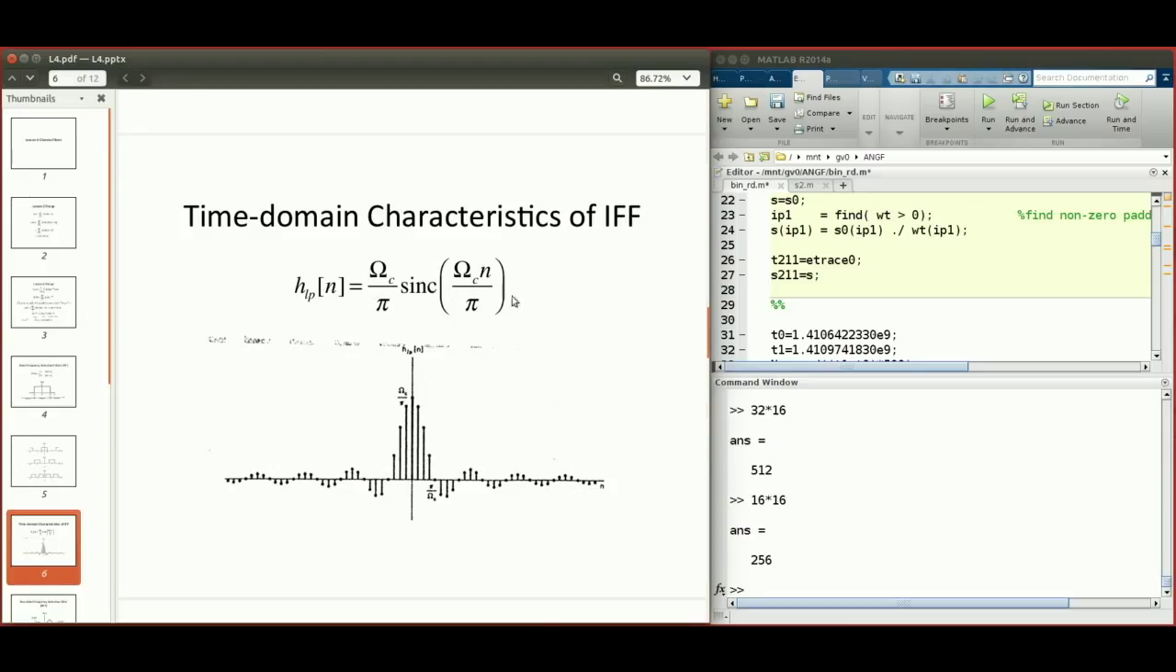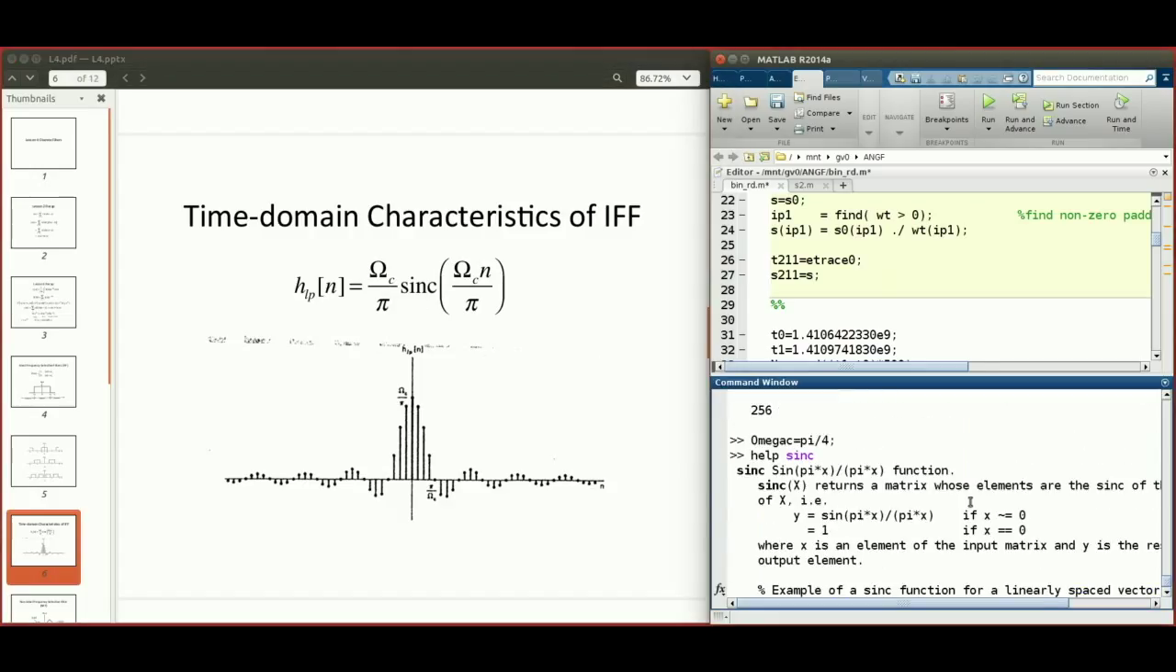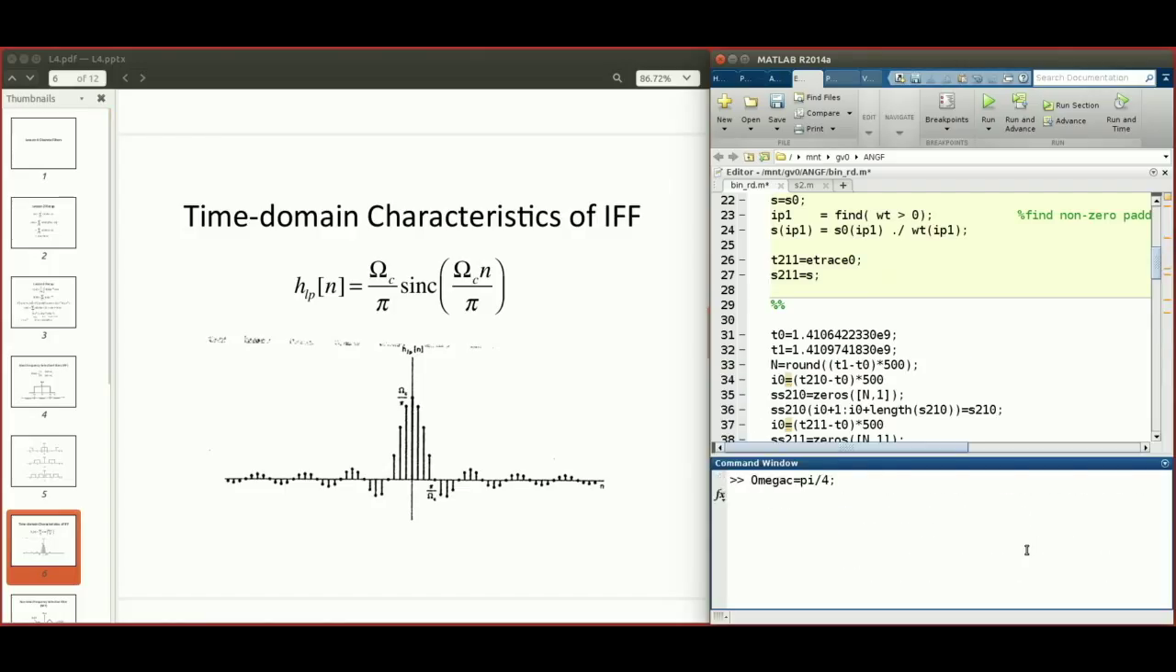But let's try to construct this function for a particular omega c. If you want to know about the MATLAB sinc function, you can just type help sinc, and it's going to display how you can use the sinc function. It's the definition of the sinc function: sine of pi times x divided by pi times x. So if you call sinc of x, the function you're getting is sine of pi times x divided by pi times x. So let's define omega c equal to pi over 4.